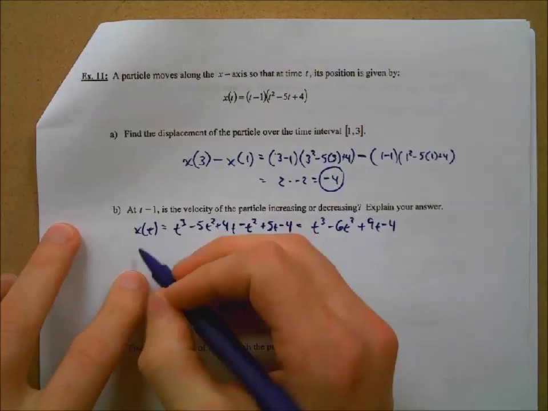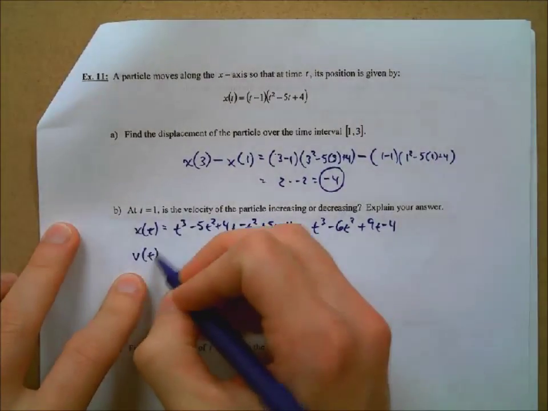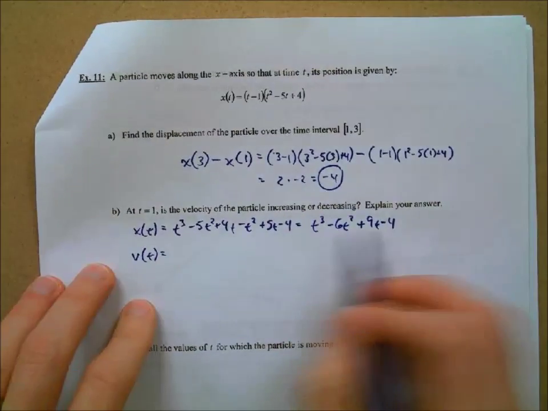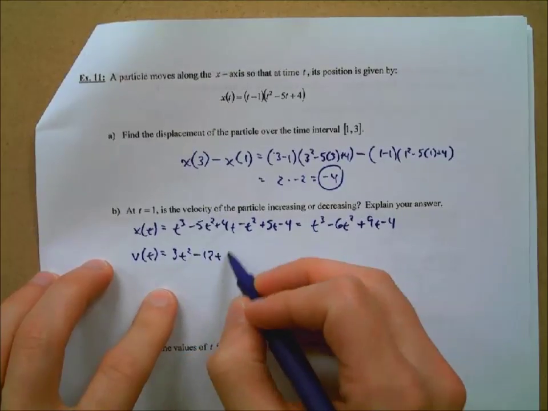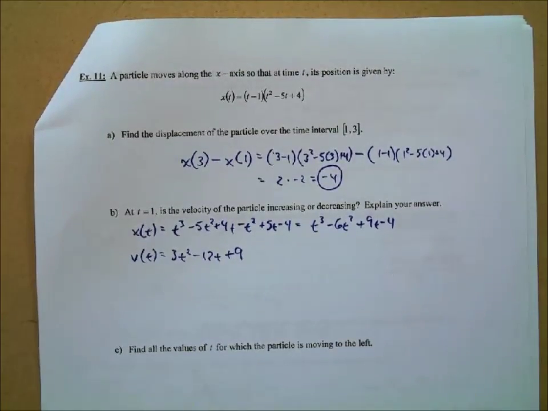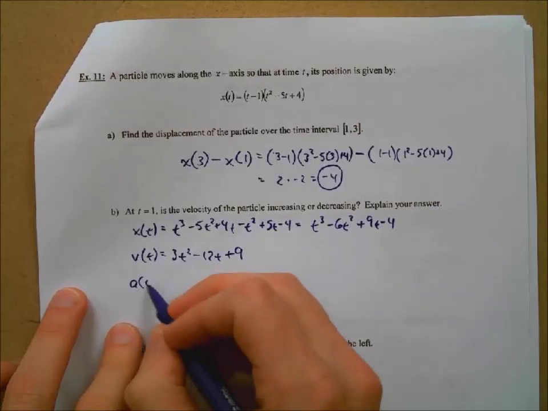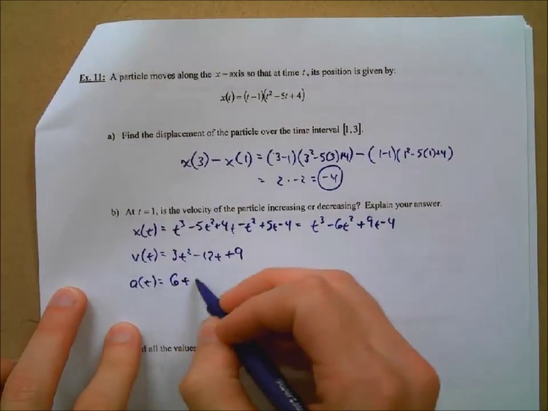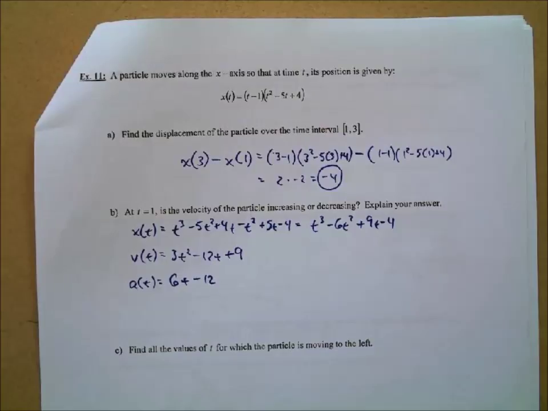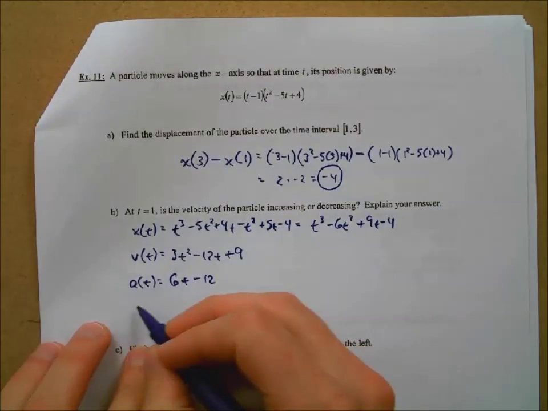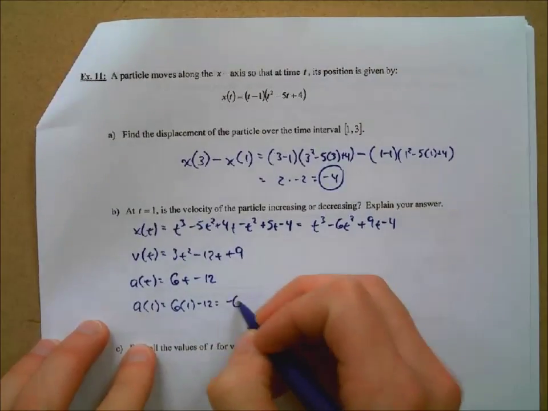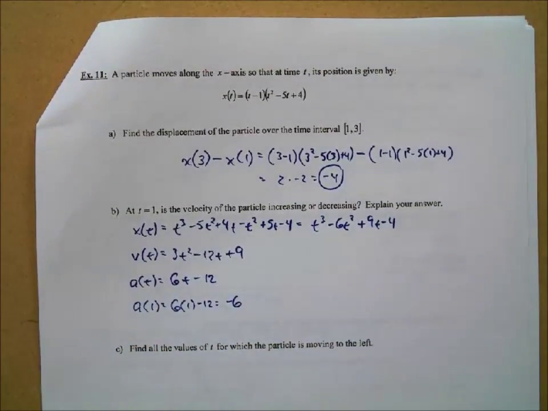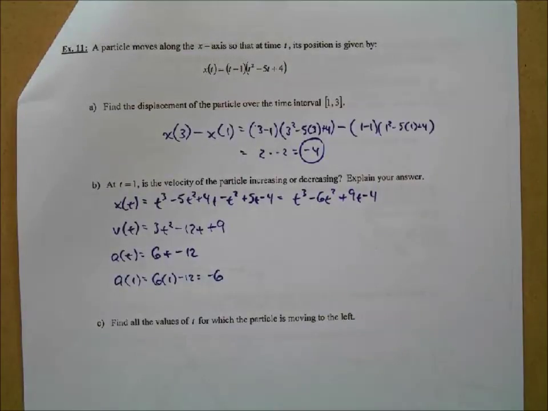All right, and then the velocity function, well, now it's easy. It's just a polynomial here, so 3t squared minus 12t plus 9. And then the acceleration would be 6t minus 12. Now I can just evaluate the acceleration at 1. So negative 6. Is the velocity of the particle increasing or decreasing at time t equals 1? Decreasing.